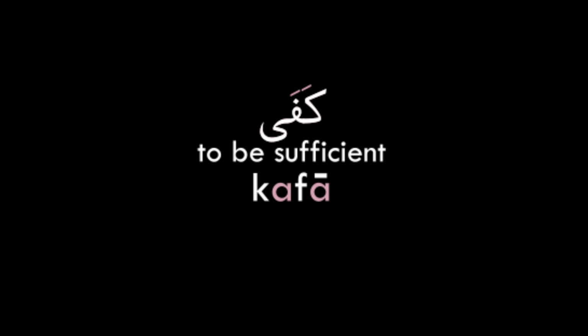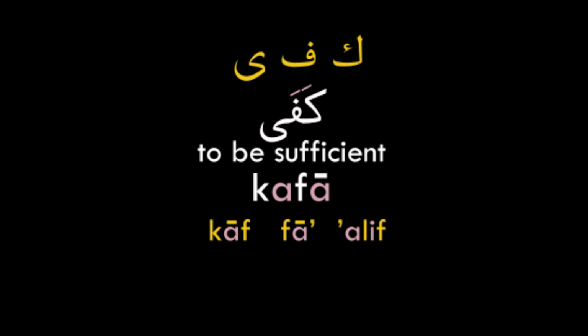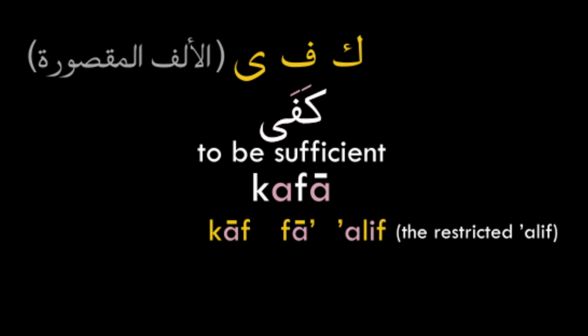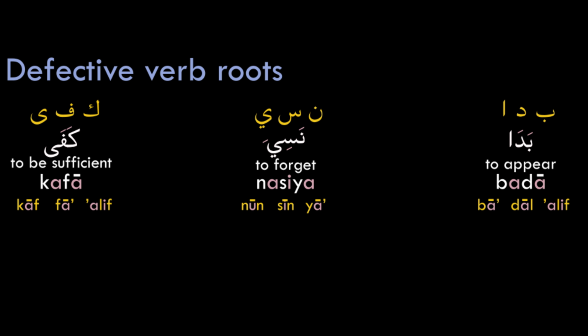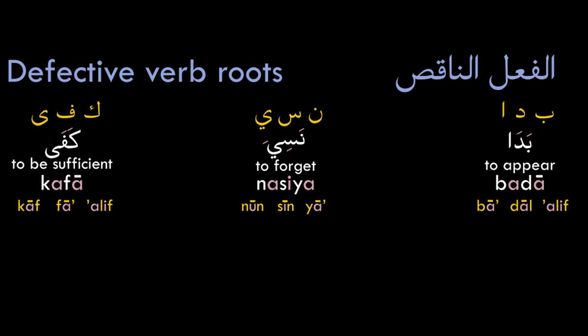The root letters are kaf, fa, and alif with the shape of ya but with no points. This alif is called the restricted alif, or al-alif al-maqsura, and it has necessarily to come at the end. I'll explain in the future inshallah ta'ala why we use it instead of the normal alif. Anyway, we call this type of verbs defective verb roots, or al-fi'l al-naqis.